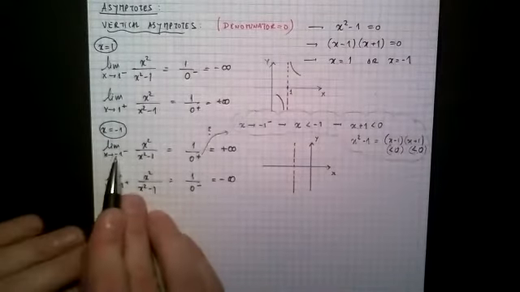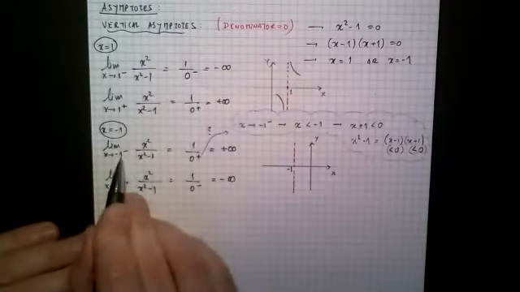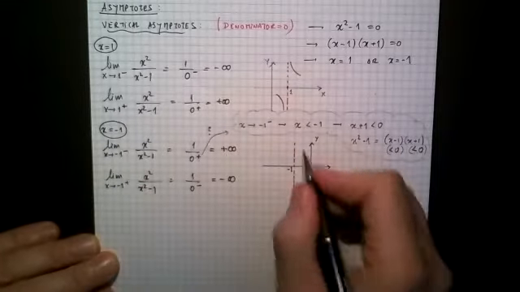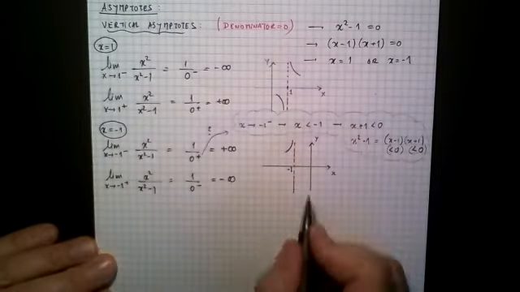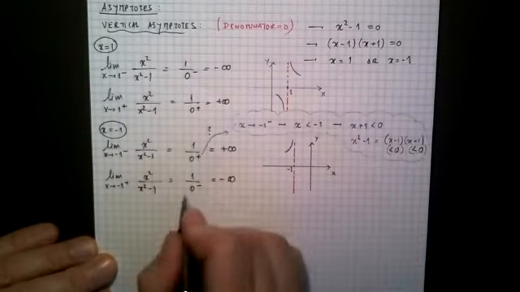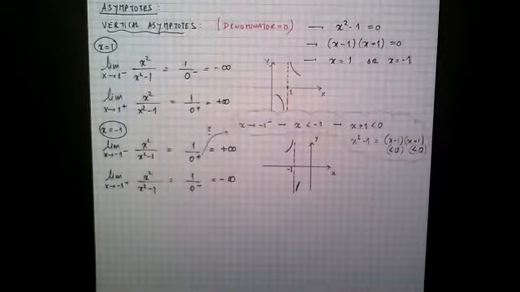So if I approach -1 from the left side, it's going to positive infinity. And -1 from the right side, it's going to negative infinity. So like this. Okay, so these are my two vertical asymptotes.